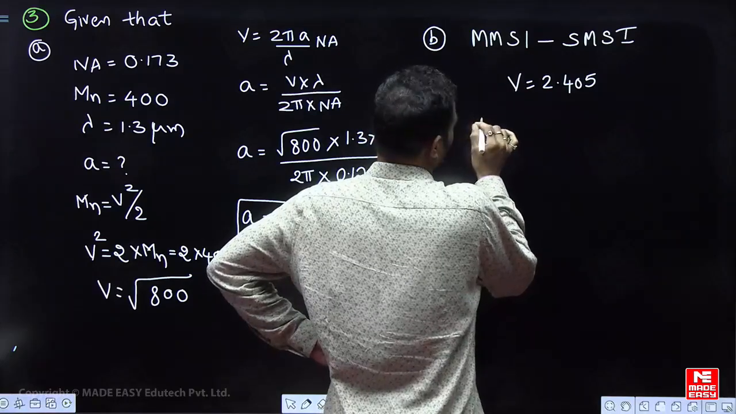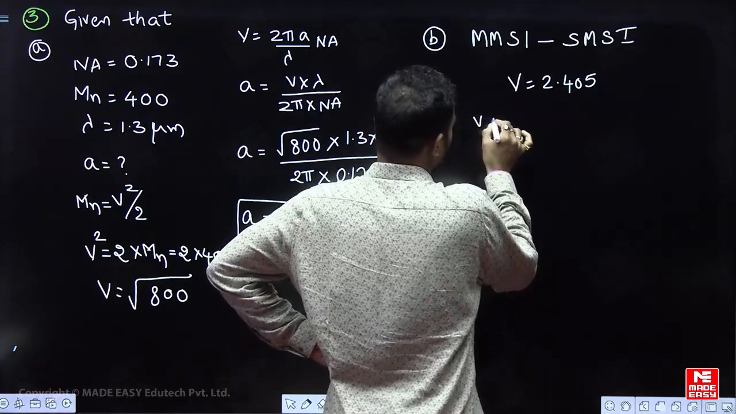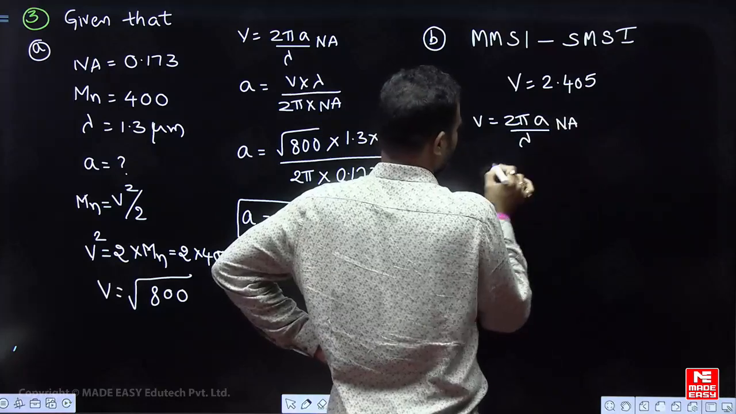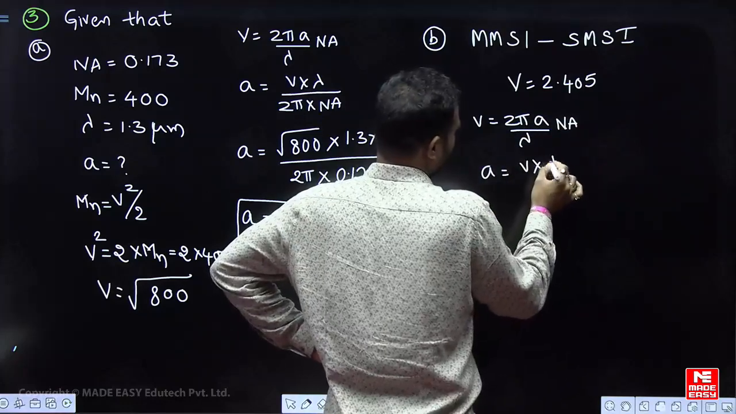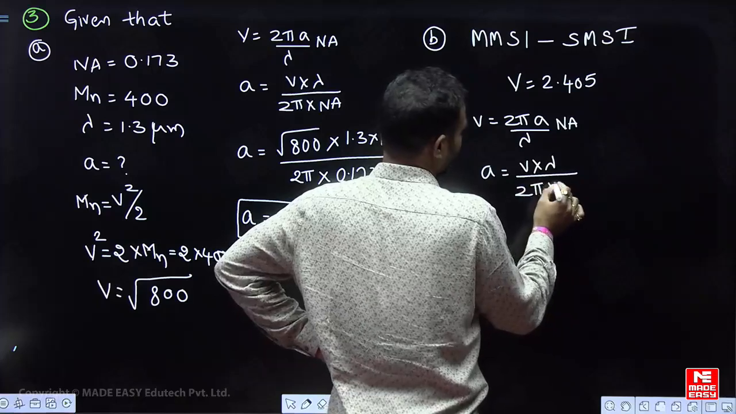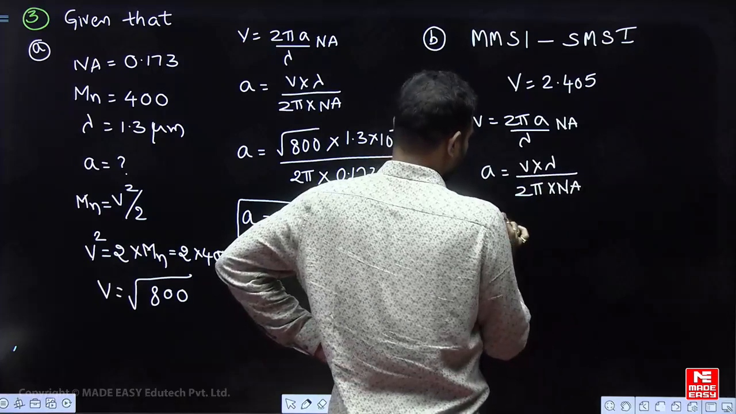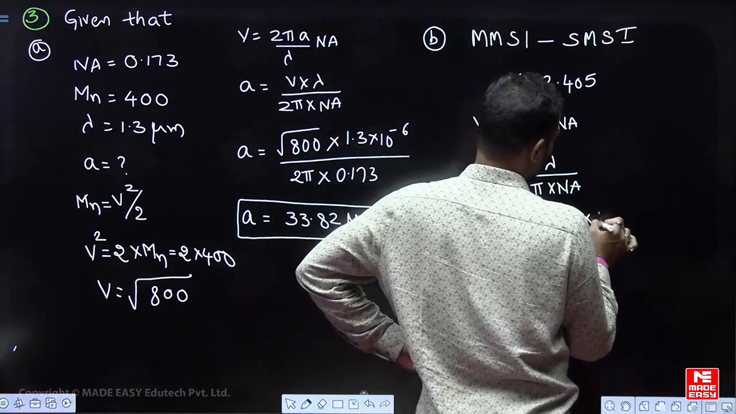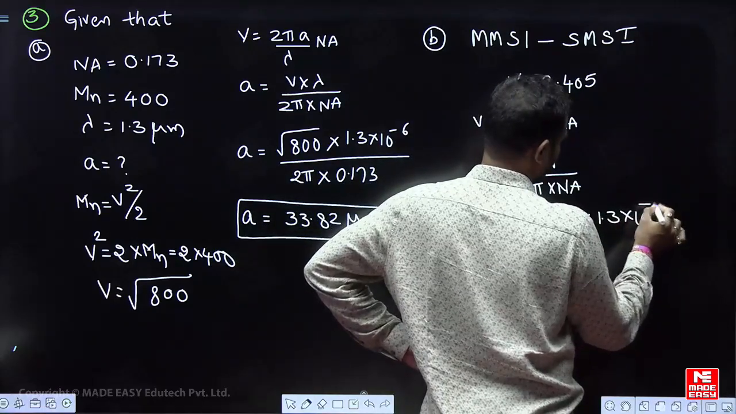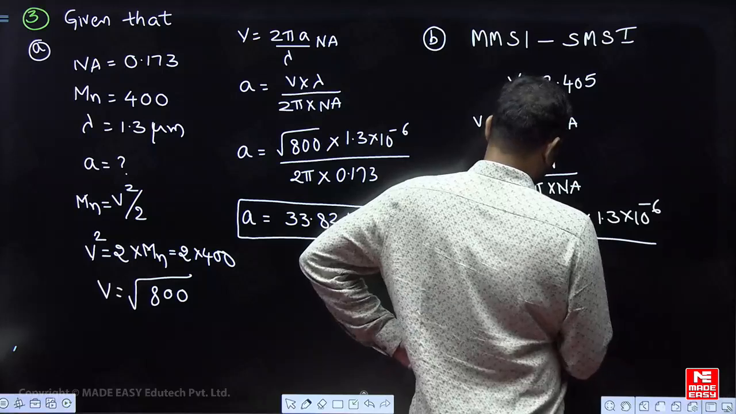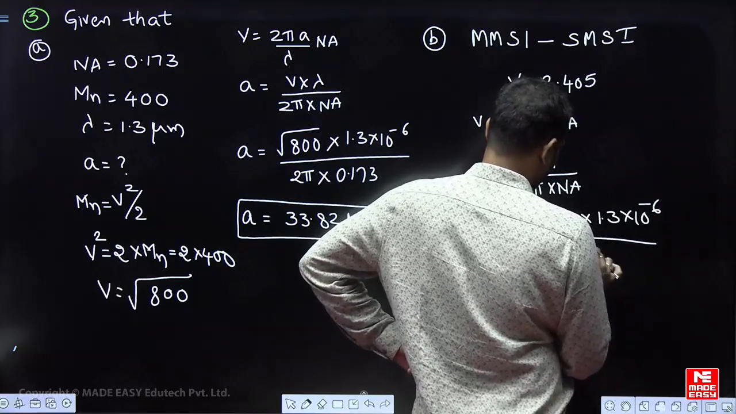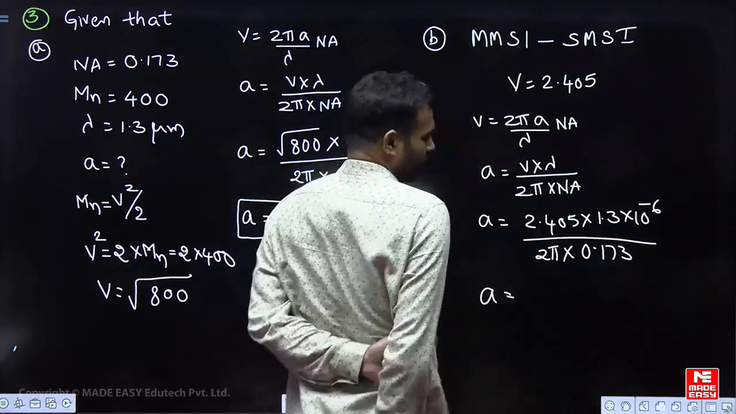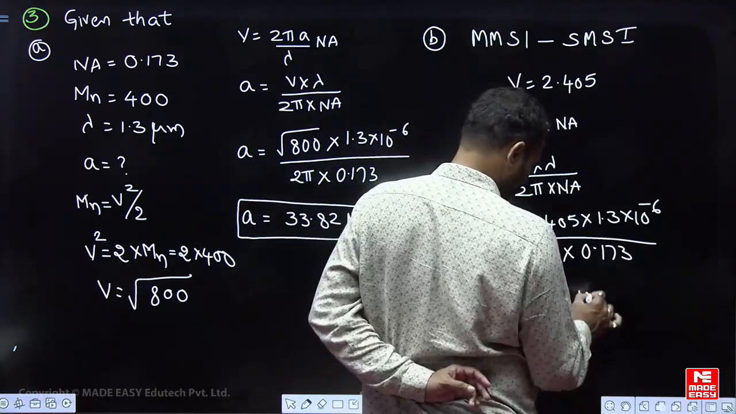Here your V is equal to 2 pi A by lambda into numerical aperture. Your A is equal to V into lambda divided by 2 pi into NA. A value is equal to V, 2.405, into lambda, 1.3 into 10 to the power of minus 6 meters, whole divided by 2 pi into numerical aperture 0.173. The value of A is equal to, in terms of micrometers, you will get the answer.